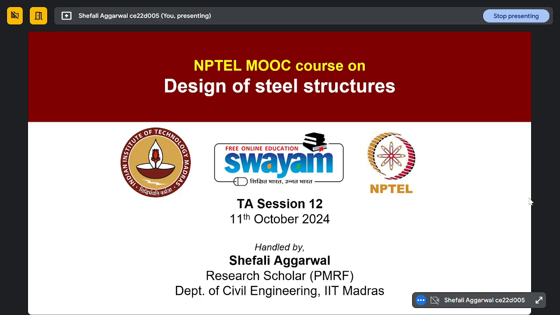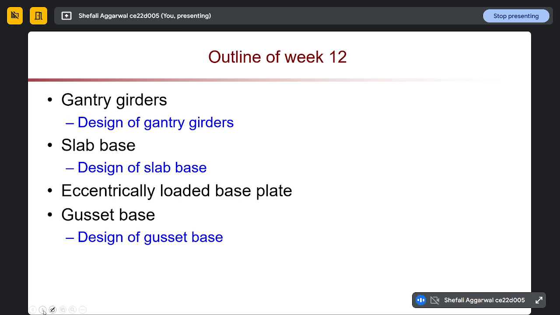I'm a research scholar at IIT Madras, and this is our 12th day session on the topic of designing steel structure. So, in this 12th week, you might have studied the design of gantry girders. We have already seen what gantry girders are and the different design steps for gantry girders. In this week, you might have solved one example question for the design of this type of gantry girder.